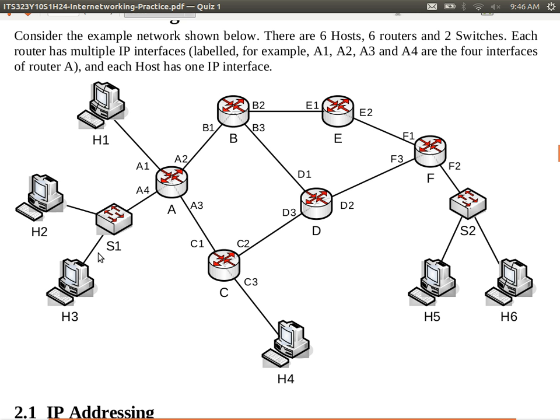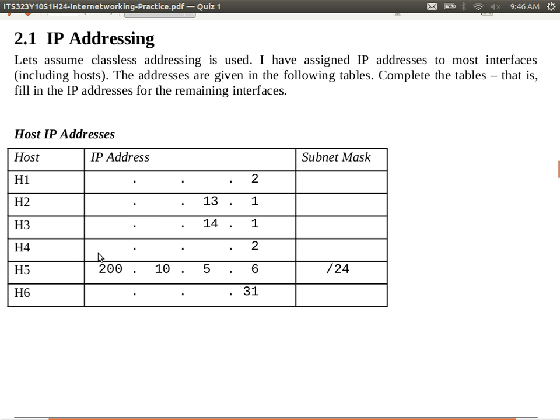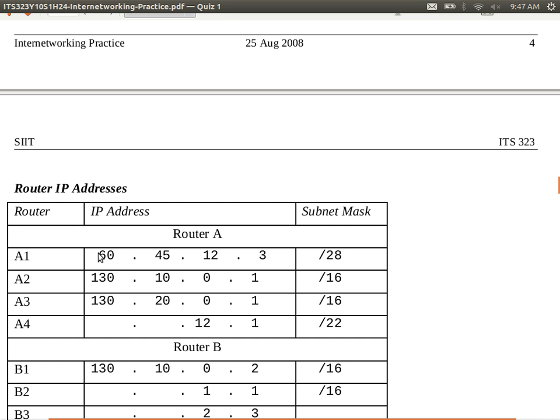Your first task was to give IP addresses to those interfaces. I use interface labels just to keep things short, but in reality, each interface has an IP address and subnet mask. For example, for the 6 hosts, which have a single interface, H1 through to H6, I've given some information about IP addresses. And also for the routers in the next table. For Router A, I've given some information about the IP addresses for 3 of its interfaces, and missing some for interface 4.